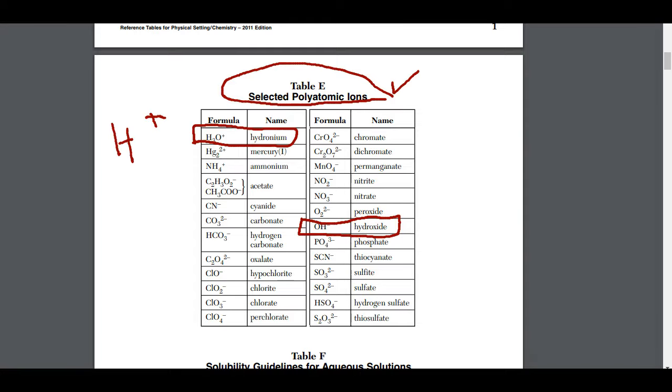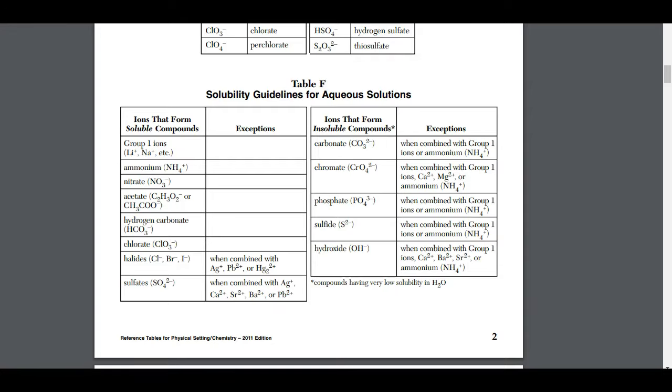For instance, for our next table, which is reference table F. Reference table F, it says it's solubility guidelines. By solubility guidelines, what we mean is what's soluble in water and what is not soluble, better known as insoluble in water. As it says down here, compounds having a very, very low solubility.